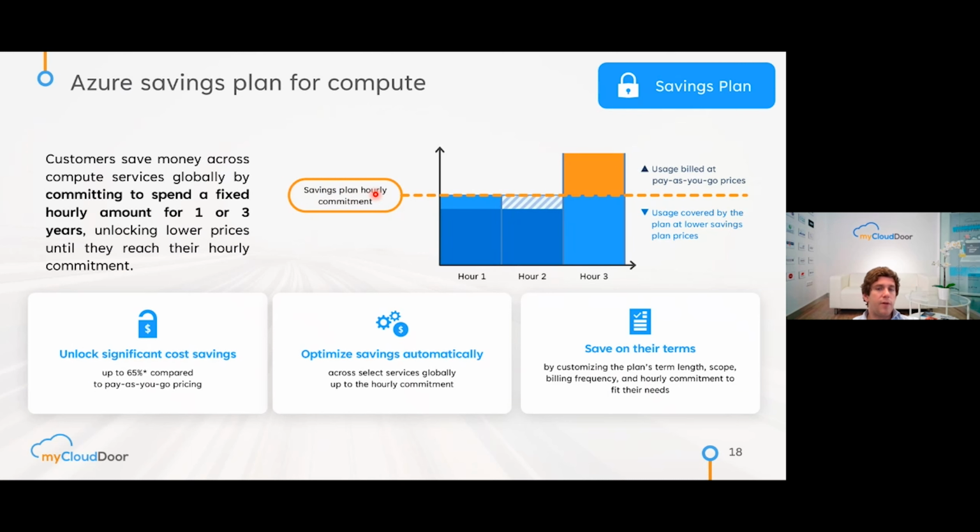At the end, if I commit to an hourly commitment, any hour that I'm at or below it, I'm going to be covered. But if I have additional resources, the delta will be covered under pay-as-you-go. This solution automatically optimizes the savings all over my subscriptions, all over my environments. And I'm also able to decide if I want to go with monthly or upfront payment mode.